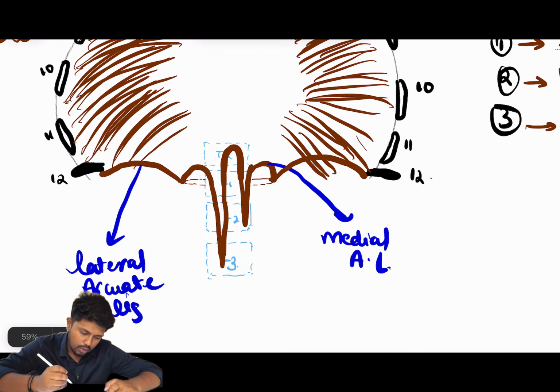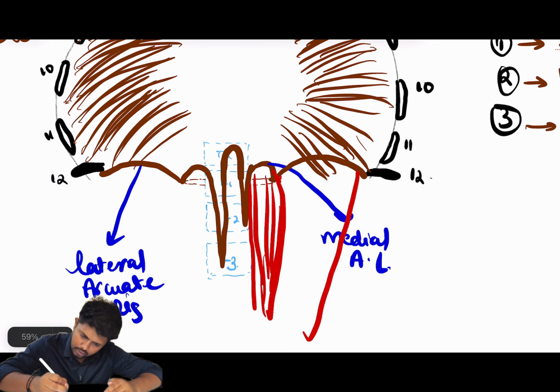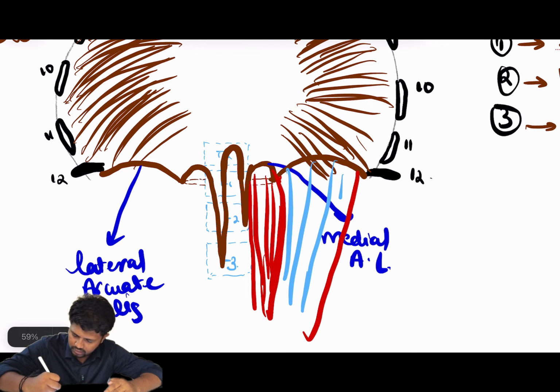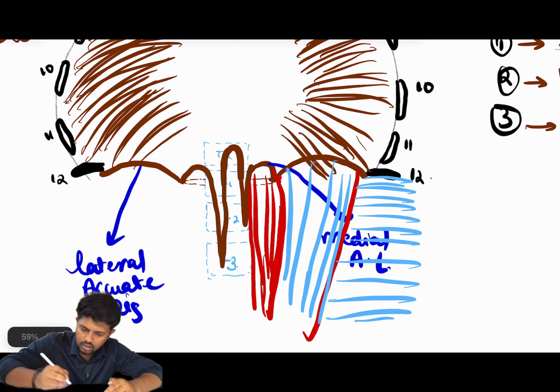From the lateral border of the body of L1, L2 and L3, here you can see one fascia. This is the psoas fascia. And lateral to this there will be quadratus lumborum. So this muscle is quadratus lumborum. And here you can see transverse abdominis. So this is psoas major muscle, this is quadratus lumborum, this is transverse abdominis.